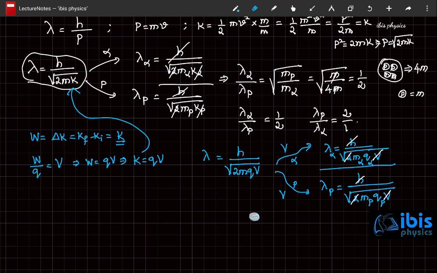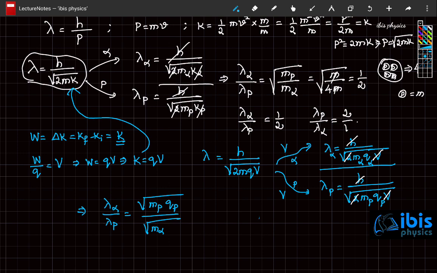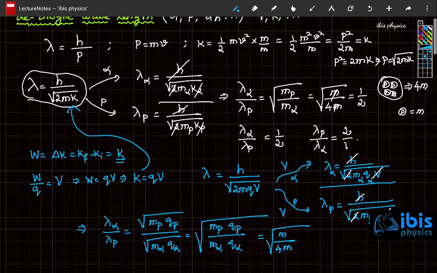I will write this over here so we can proceed further. So here lambda alpha particle by lambda proton equals, this goes to the denominator, this comes to the numerator, root of the mass of the proton, charge of the proton by square root of the mass of the alpha particle, charge of the alpha particle. So you can say in one shot, the mass of the proton, charge of the proton by the mass of the alpha particle, charge of the alpha particle. We know that the mass of the proton is m, which means the mass of the alpha particle is 4m. We just discussed it over here.